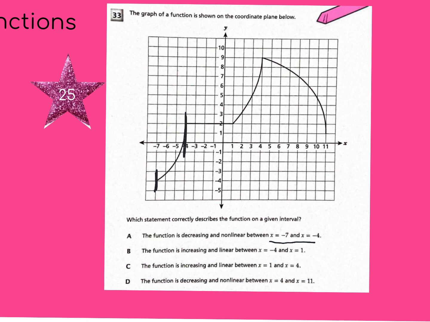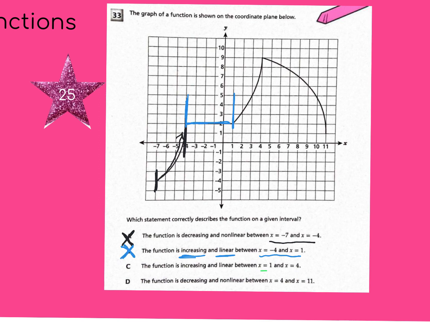So is it decreasing? No, it starts low and it goes up high. So that is a no, it's increasing and nonlinear. I'll switch to blue. Between -4 and 1, from -4 to 1, they say it's increasing and linear. Well, I see that it's stopped. It stayed still. It's just flat. So that would not be true.